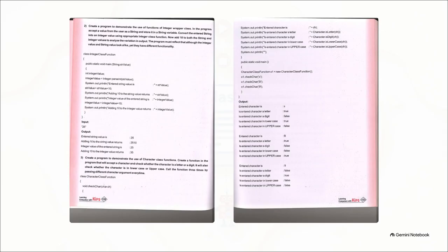Connecting all these ideas together, the results are pretty amazing. If you try to add the number 10 to a string value of 25, the program just glues them together to output 2510. Not very helpful. But if you use Integer.parseInt first, it correctly does the math and outputs 35. And when you feed keystrokes into character wrapper functions, it effortlessly generates completely accurate true and false logic checks behind the scenes. The wrapper classes are doing all the heavy lifting for you.